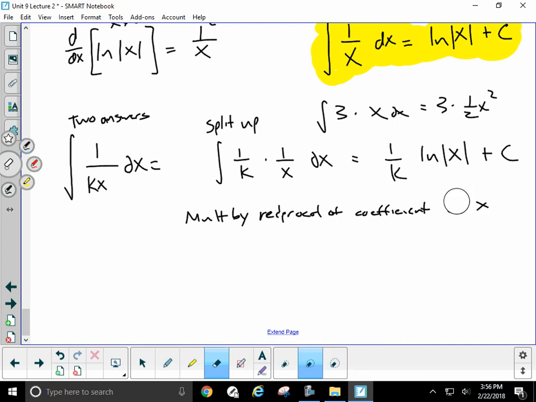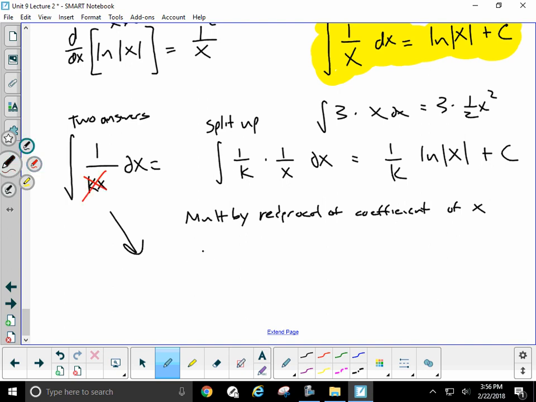Similar to e to the 3x, I need 1/3 e to the 3x. I could write this and say, okay, if I'm thinking about the antiderivative of 1 over x, that's log absolute x, but the x is kx, so I need a 1 over k in front of it. This is a function whose derivative is 1 over kx times k. Boom, the k's cancel. I have this 1 over k in front of it, so that works.